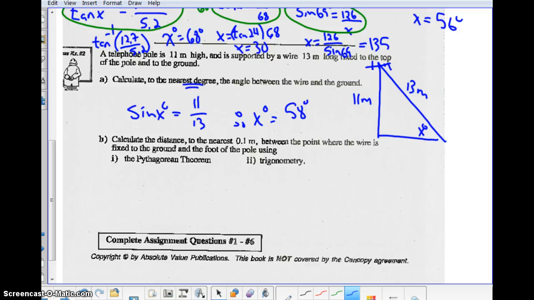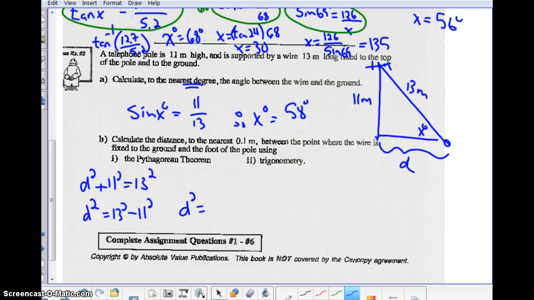Now we can find the distance between the point on the ground and the foot of the pole. I'll call that distance d, and I want to find that in two ways, Pythagoras theorem and trigonometry. With Pythagoras theorem, d squared plus 11 squared is equal to 13 squared. That's how Pythagoras would write it. Therefore, d squared is equal to 13 squared minus 11 squared. That makes d squared equal to 48. So d is equal to the square root of 48. That's the exact value, which we wanted to the nearest 0.1. It works out to be 6.9.